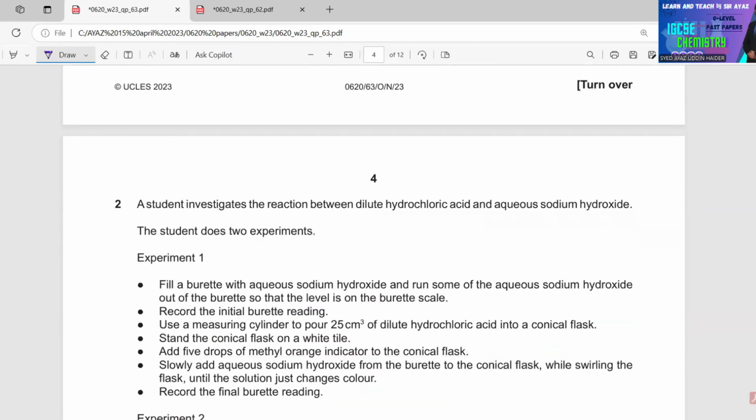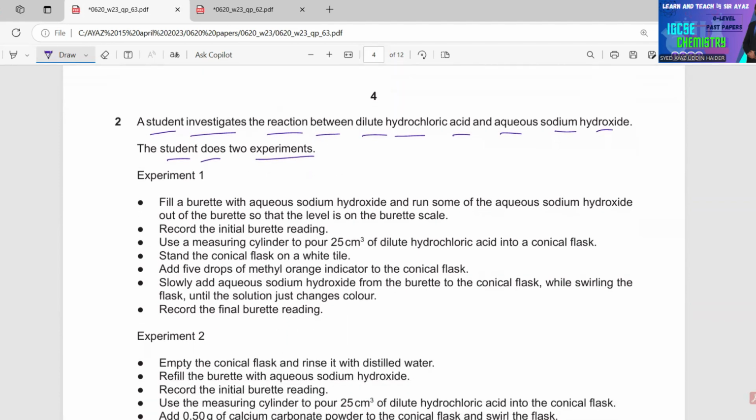Next question, that's question number 2. A student investigates the reaction between dilute hydrochloric acid and aqueous sodium hydroxide. The student does 2 experiments. We have experiment number 1.